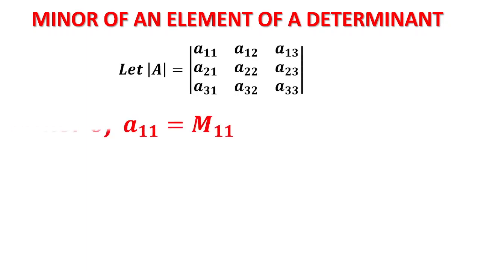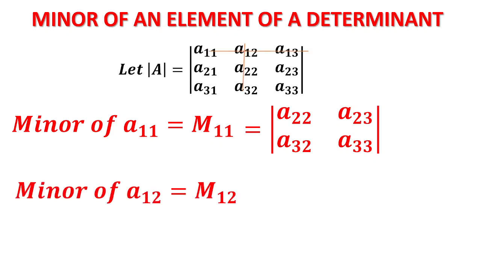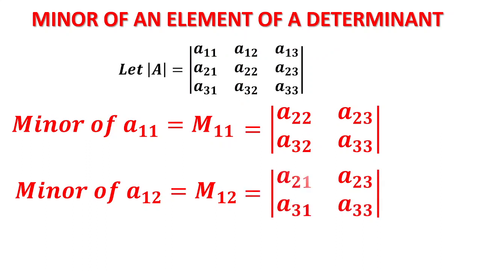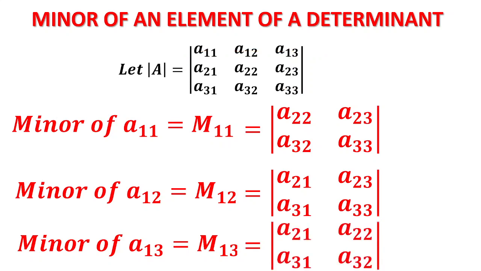Now, minor of an element, for example, minor of A11, how to get it? Remove its row and column, then you will get A22, A23, A32 and A33. Now how to get the minor of A12? Remove the row in which it lies, remove the column in which it lies, you will end up with a 2 cross 2. How to get the minor of A13? Remove the row in which it lies, remove the column in which it lies, you will get it. Like that, all the 9 elements will have their own minors.